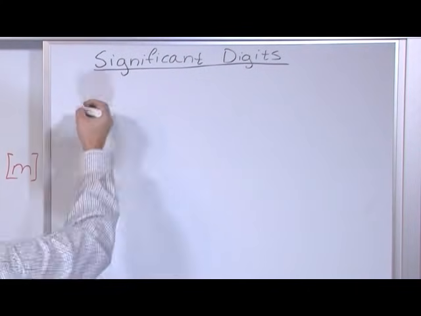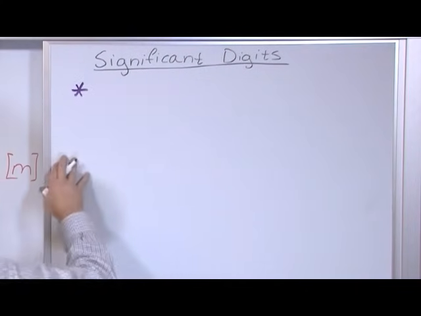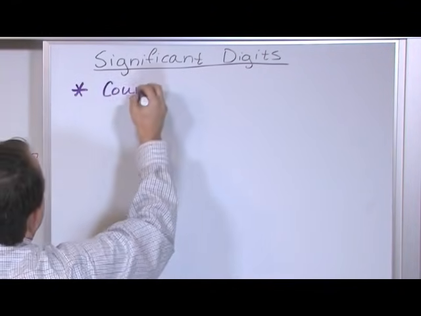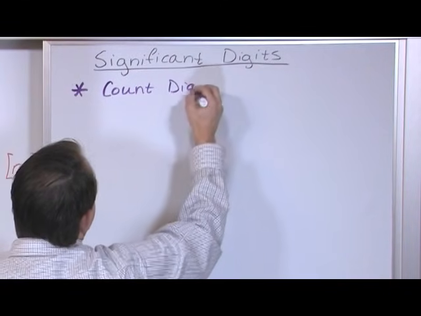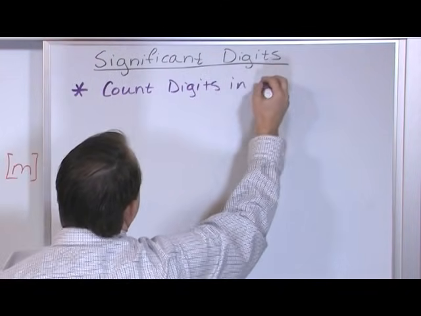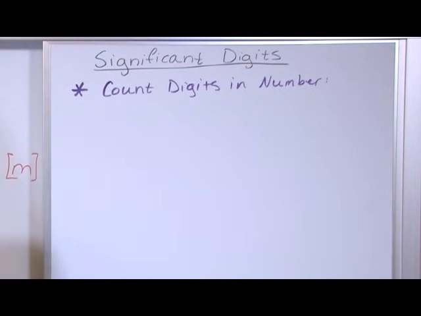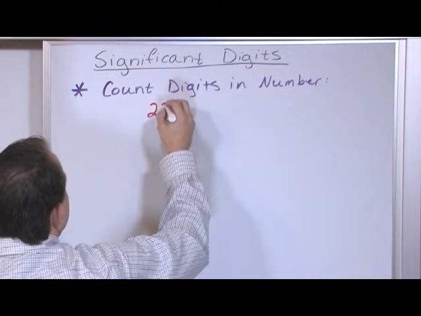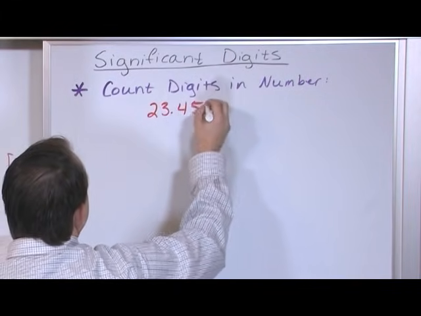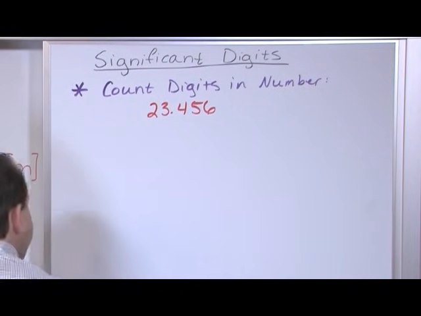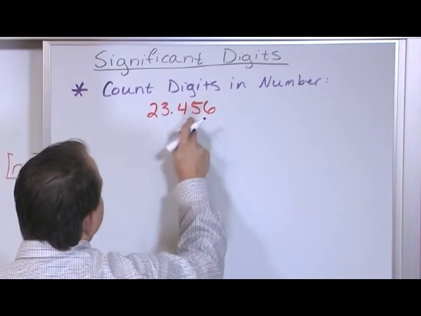So the first thing you need to remember when you're doing significant digits, the first thing that you should really be doing is you count the digits. It's pretty simple. Count the digits in the number. All right, so let me give you an example of that. Let's say we had the number 23.456. It does not matter that there is a decimal there. All right, so this is 1, 2, 3, 4, 5.